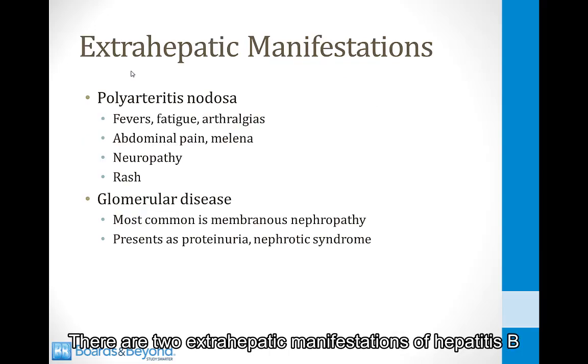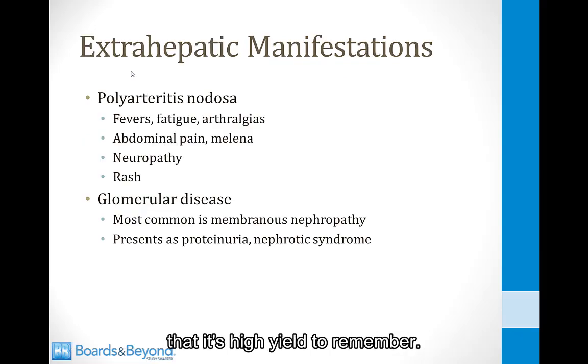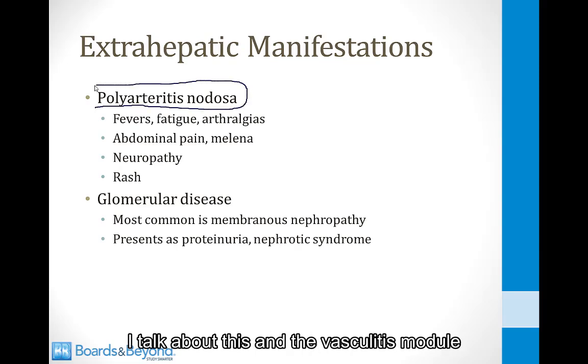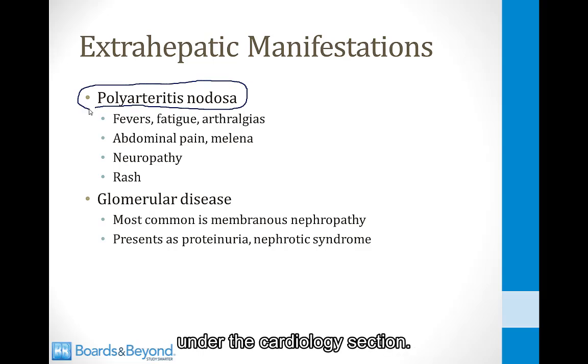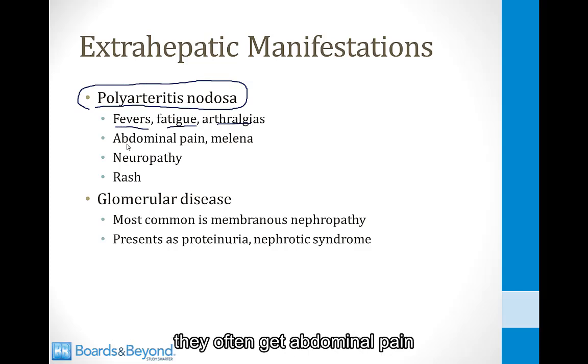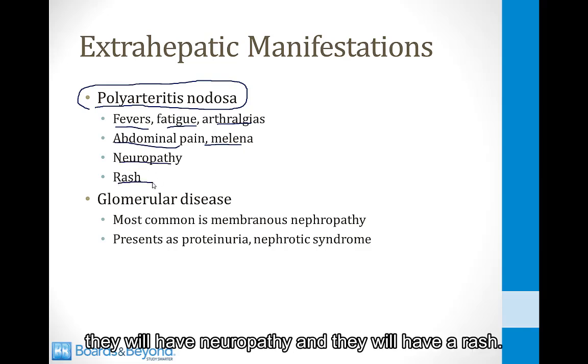There are two extrahepatic manifestations of hepatitis B that it's high yield to remember. The first one is called polyarteritis nodosa. I talk about this in the vasculitis module under the cardiology section. These patients have fevers, fatigue, arthralgias. They often get abdominal pain and have melena in their stool. They will have neuropathy and they will have a rash.